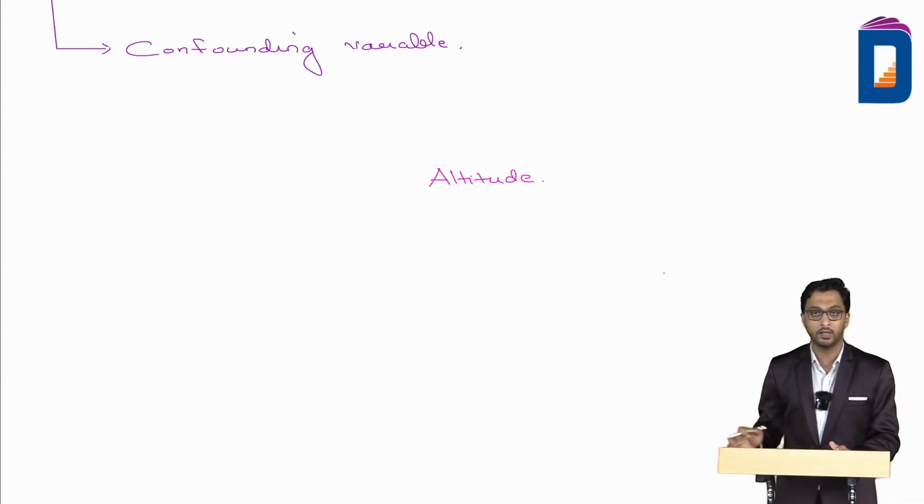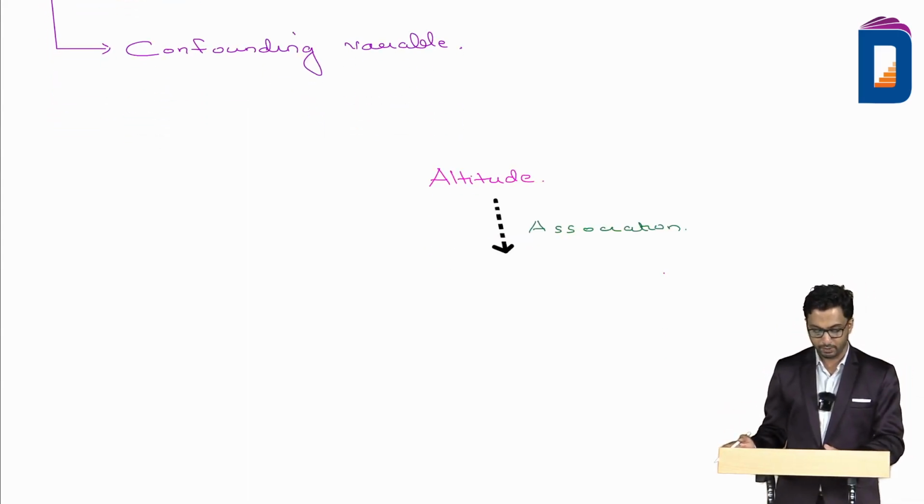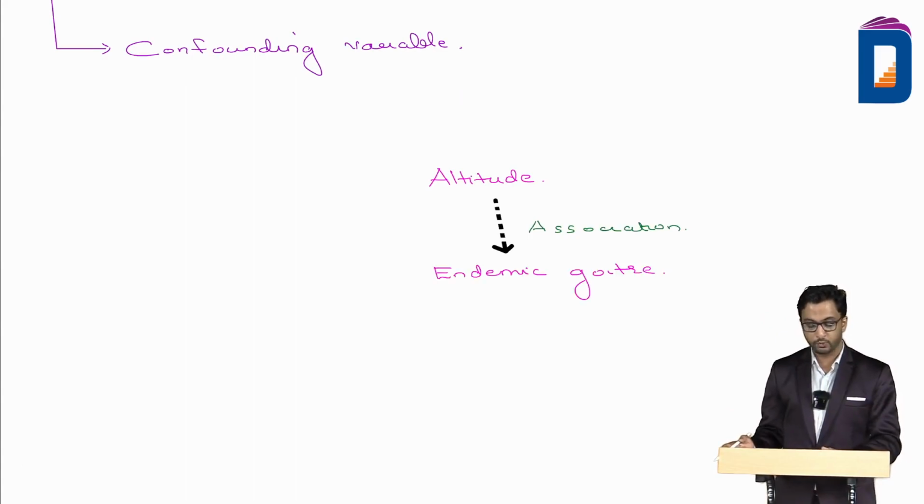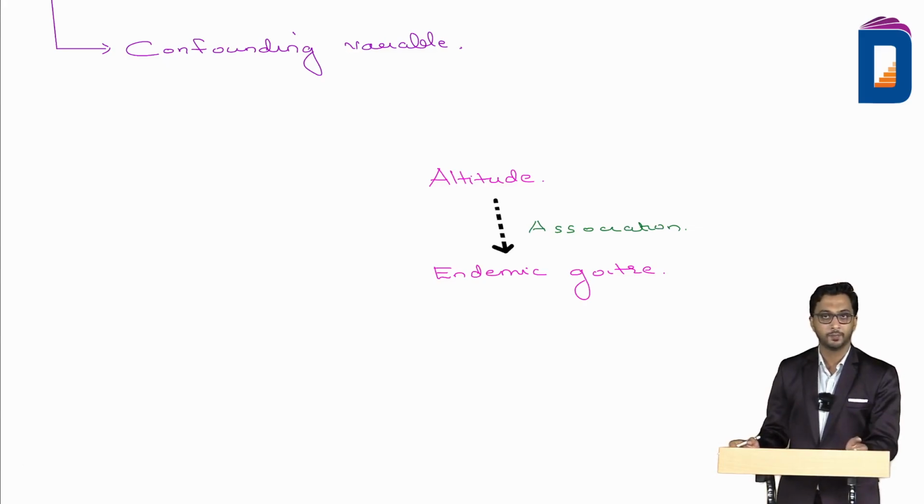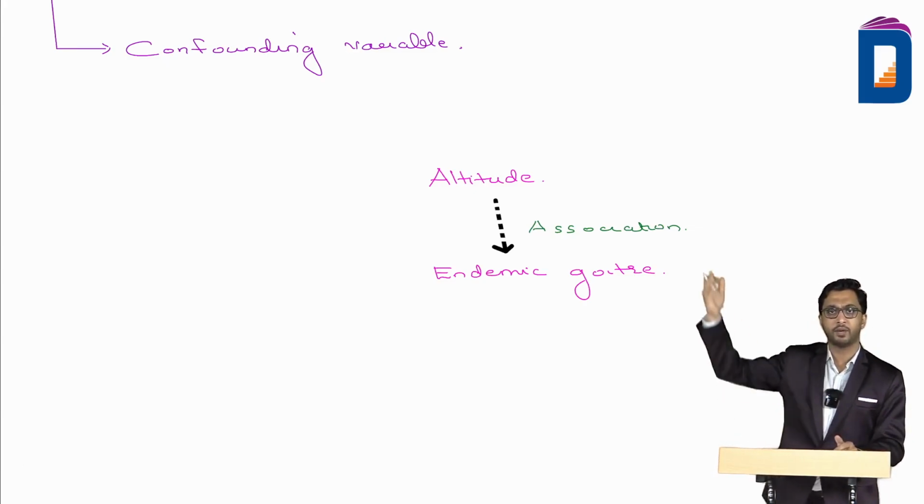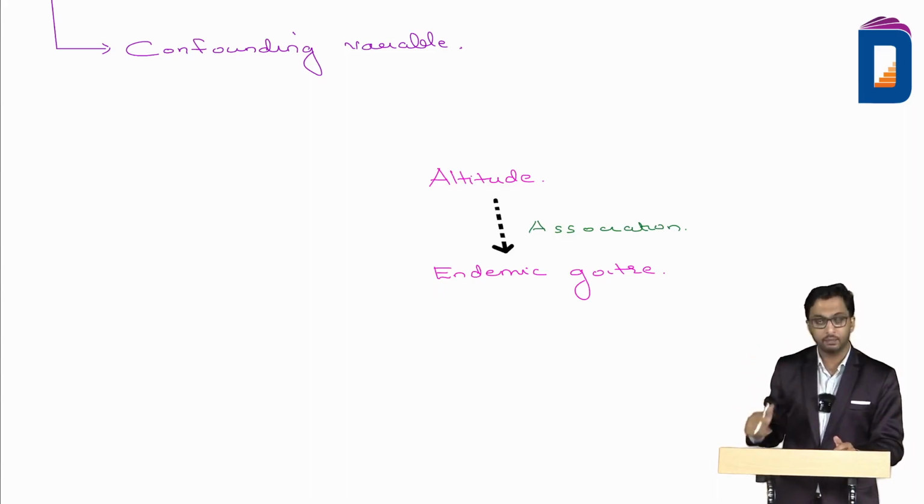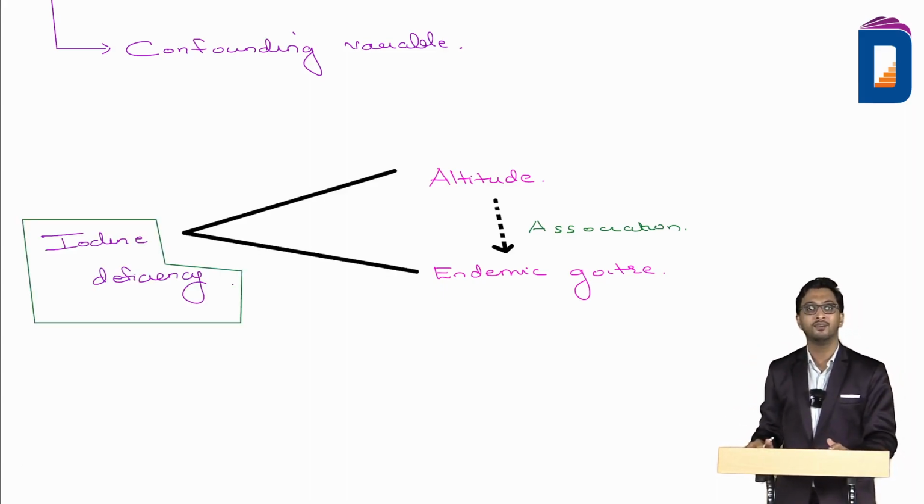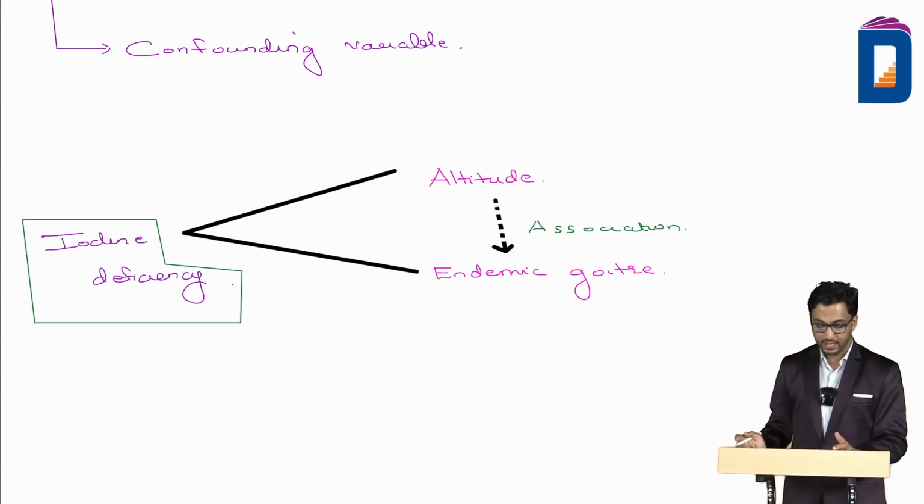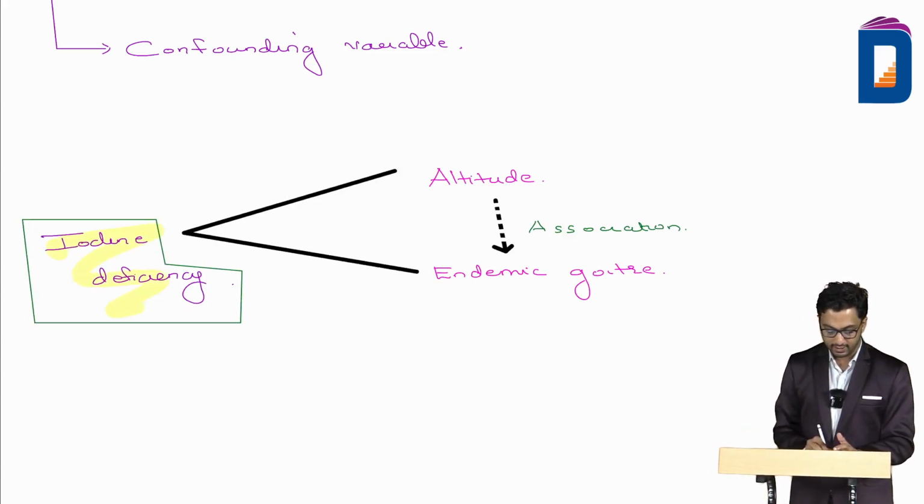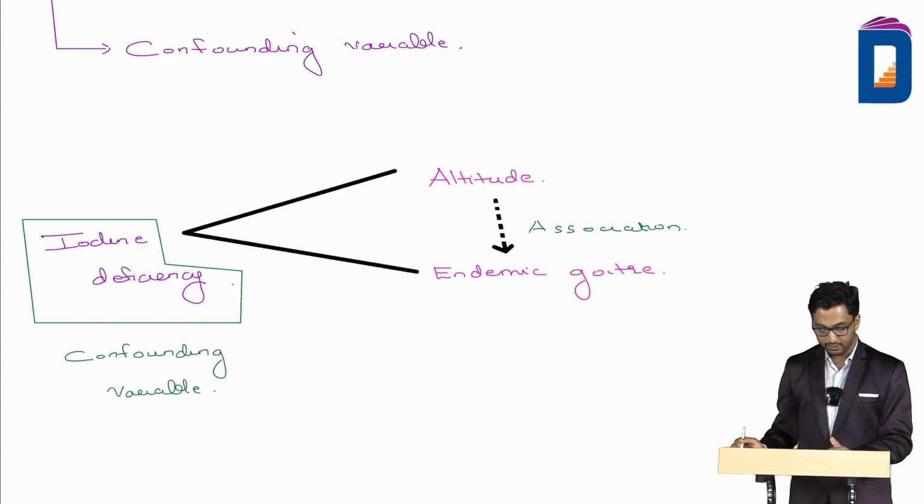Imagine high altitude. In people living at high altitude, you see an association with endemic goiter. What they noticed was there is a high probability of endemic goiter. There were lots of cases of endemic goiter coming from high altitude areas. Later on, they said that there is a third variable which is connected to both of them. That is iodine deficiency, which is the confounding variable.